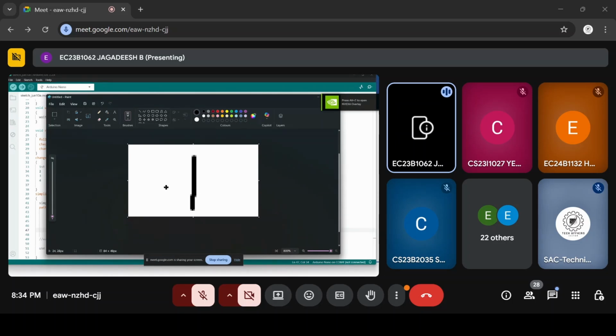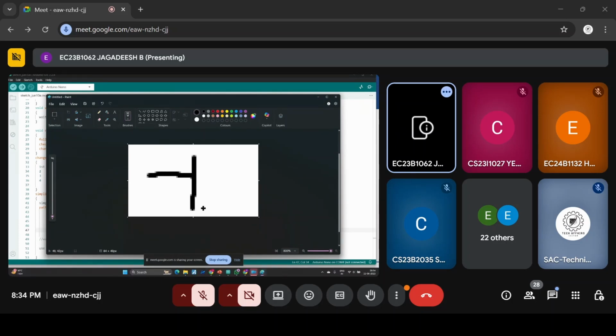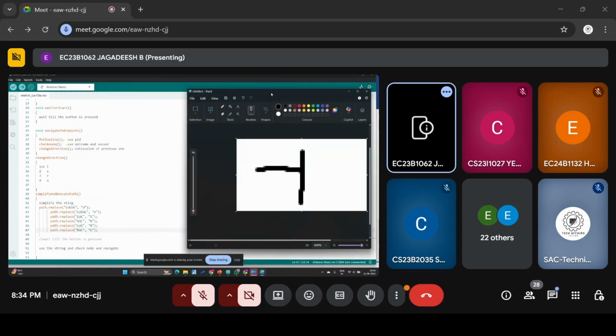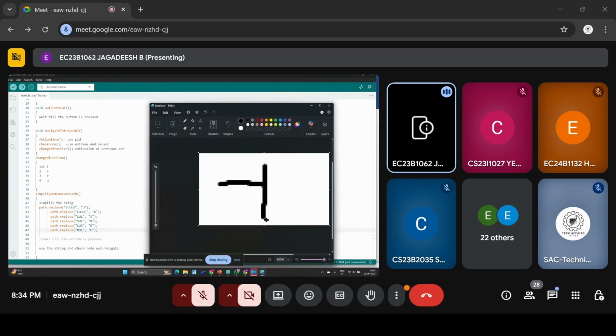Consider this as our maze. The bot comes from here. As left is our first preference, it will turn left. Then it will check for a node. There is no node, so it will take a U-turn. Then again it will go left. So in the code we see left, U-turn, left.